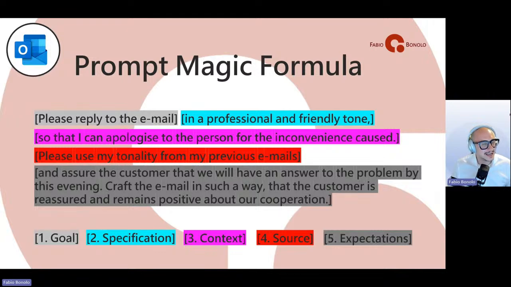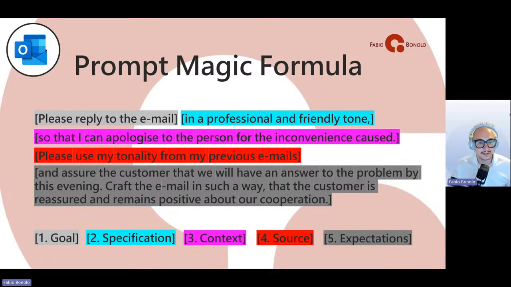Let's have a look at another example in Outlook. On the top left, you see we are talking here about Outlook. Please reply to the email. That's the goal. In a professional and friendly tone. That's the specification. So that I can apologize to the person for the inconvenience caused. Also here, I answer the two questions: what is it for and who is involved?